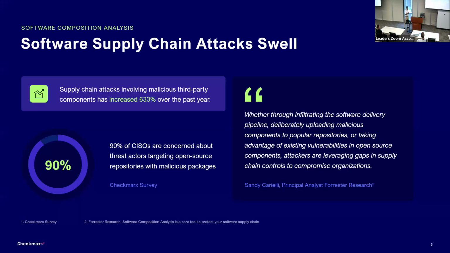All right, so software supply chain attacks. This is where some of the concern comes in. This is some data from Forrester as well as our own research team. It's sixfold more people are concerned about malicious third-party components this year versus last year. We surveyed all of the CISOs within our network, and 90% of those CISOs are concerned about threat actors targeting these open source repositories and malicious packages. And then Sandy from Forrester also highlighted how this is a huge threat surface and something that needs to be addressed very quickly.